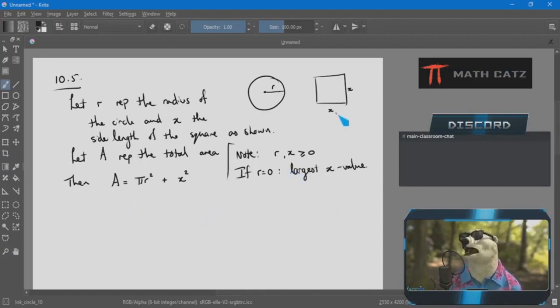So the largest x will be when I have the largest square, which means when there is no circle. I'm using all the fence for the x. I'm using all the fence, so just like before, all the way around the rectangle. It's 4x in this case. And that's going to be the 100 feet of fencing.